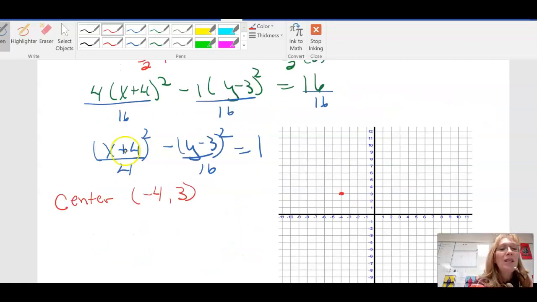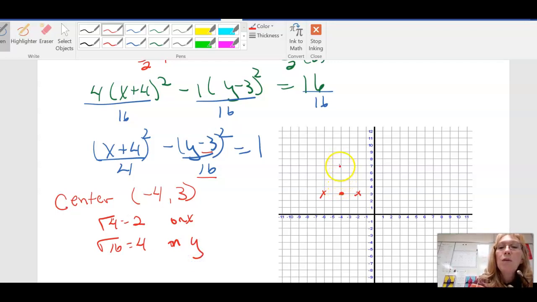Okay, so now when you look at this, the center is negative 4, positive 3 because it's opposite signs. So go negative 4, 3. We know the vertices are on the x, so we go 2 on the x, left and right. That's the direction it's going to open. But we still need the 16, so we can figure out, this is 4. The square root of 4 equals 2 on the x. And then we do the square root of 16, which is 4 on the y, so we can get our asymptotes. So 1, 2, 3, 4. 1, 2, 3, 4. And draw in your box.